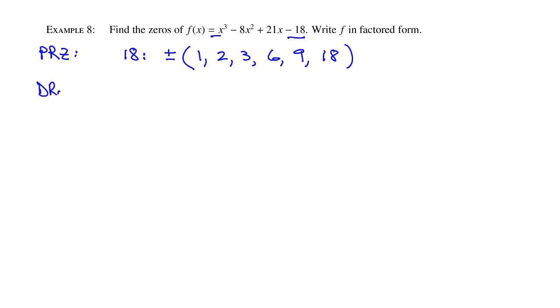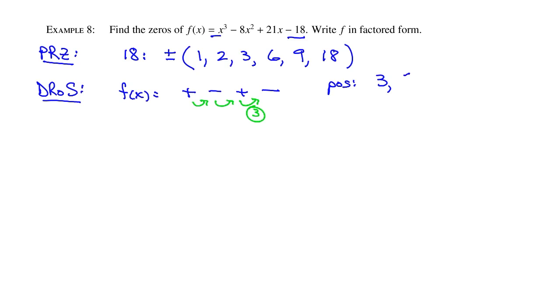Next, the Descartes rule of signs. And let me write out the signs of f of x. That would be positive, negative, positive, negative. Counting the sign changes, we have 1, 2, 3 sign changes. So for positives, we have 3, and then take away 2, we have 1.